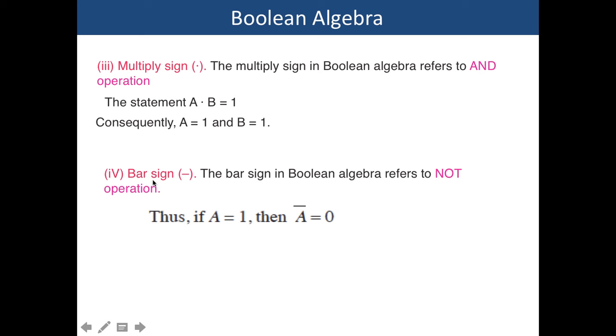Fourth sign is bar. The bar sign in Boolean algebra refers to NOT operation or the complementary operation. So if A is equal to 1, A bar means NOT operation, A bar is equal to 0.